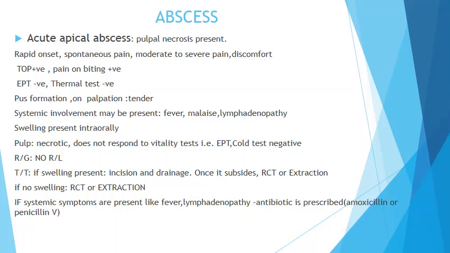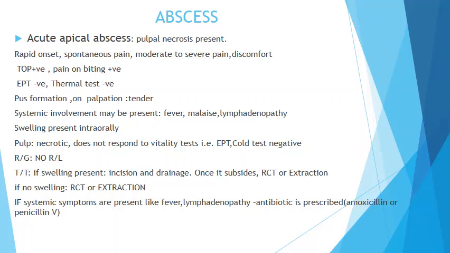It is rapid onset. Since it is acute, it will be rapid, spontaneous pain, moderate to severe pain. When you do the percussion test, it is positive, biting test positive. Now, when you do the vitality test, EPT or thermal test, these will be negative as the pulp is necrosed. There will be pus formation, and when you do the palpation, it will be tender. There might be systemic involvement, that is, the patient may have fever, malaise, lymphadenopathy. Swelling might be present intraorally. The only case when swelling is not present is when the lesion is located in the bone, then you will not see swelling, otherwise swelling will be present intraorally.